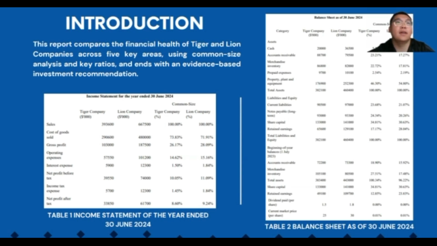The second one is financial ratios. Metrics like the current ratio and the ROE quantify operational efficiency and risk exposure. With this framework in mind, let's dive into details. Next, Jaden will take over to analyze the liquidity performance of both companies.